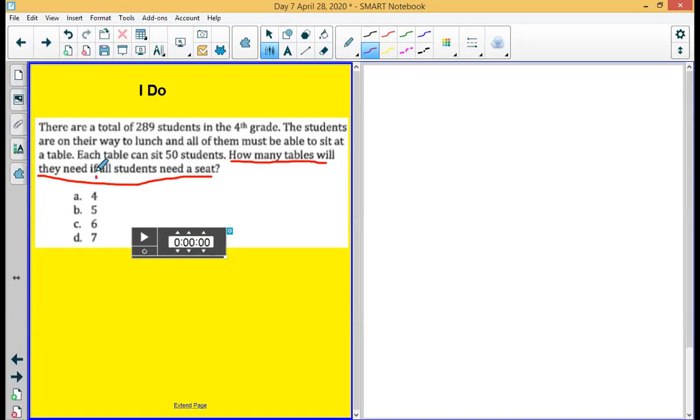So I'm going to box in the fact that all the students need a seat, which means I can't leave anybody standing. Now, I know there were a total of 289 kids, and I know that they're going to sit at tables, and the tables will hold 50 kids. Okay, my job is to figure out how many tables they will need. So again, this will be a division problem. So I'm going to start with my 289 and divide it by 50. I'll stop right there and let you catch up. Make sure you have cubed.